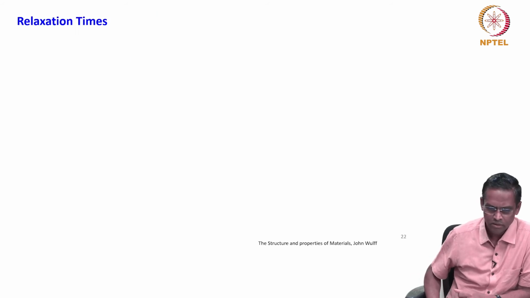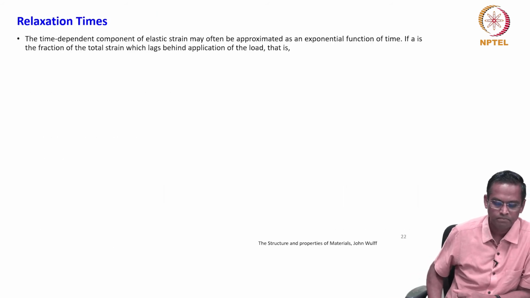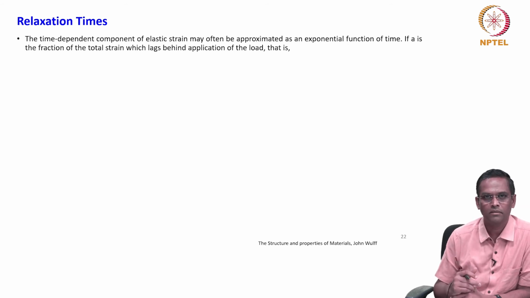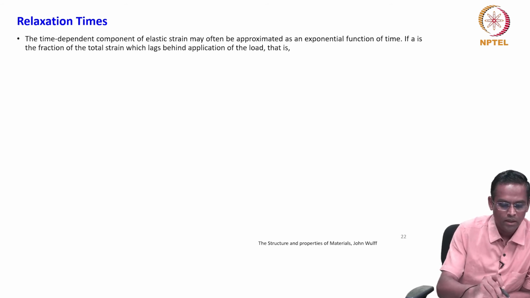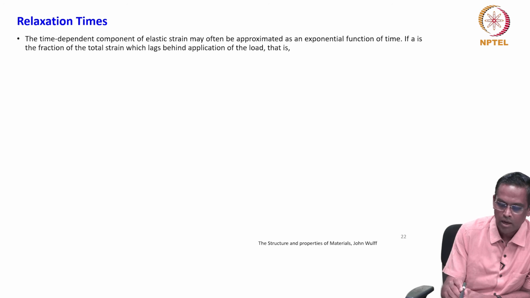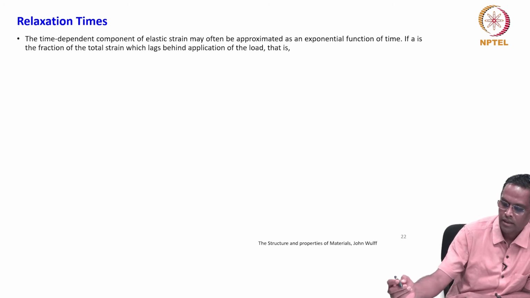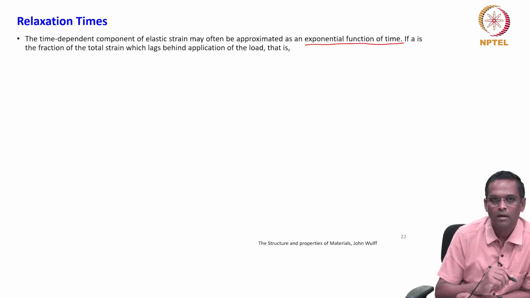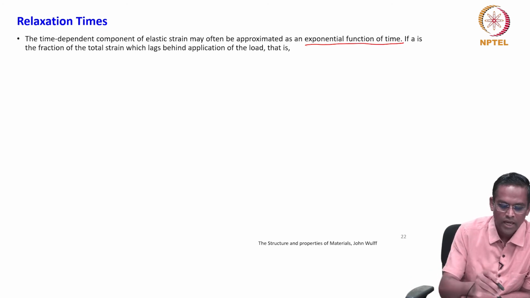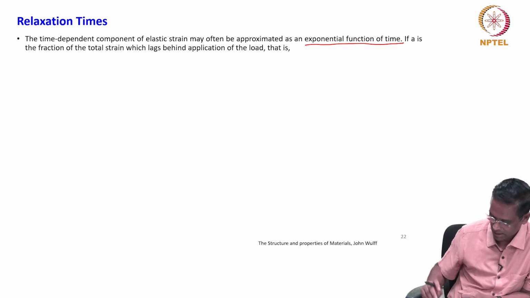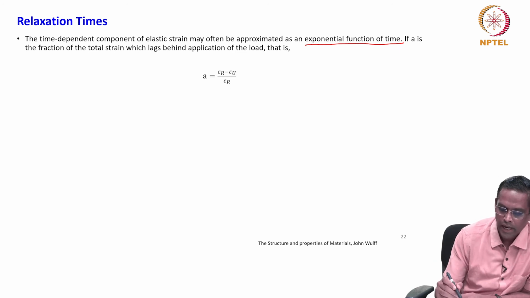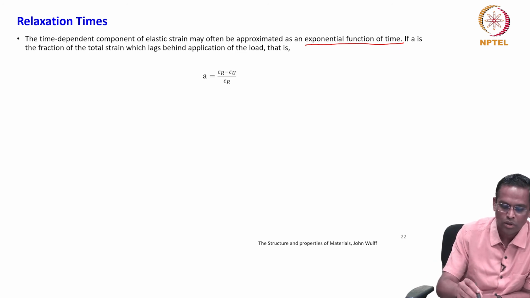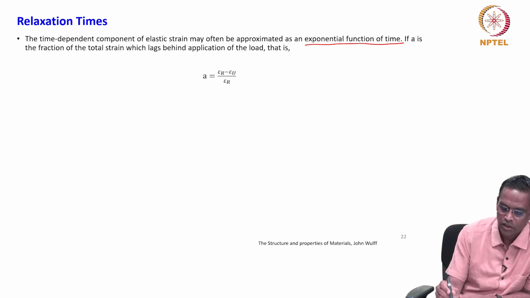Okay, so now we will look at a little more description of this. How do we understand that relaxation time? The time dependent component of elastic strain may often be approximated as an exponential function of time. So this is one assumption we have to understand here. If A is a fraction of the total strain which lags behind the application of load, then A is equal to ER minus EU by ER.